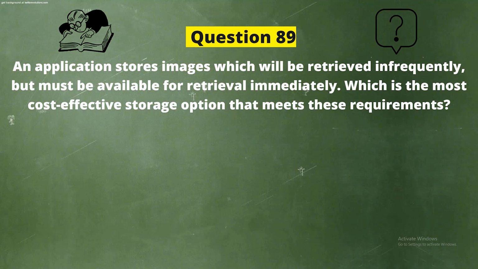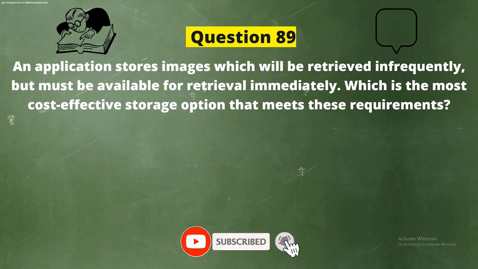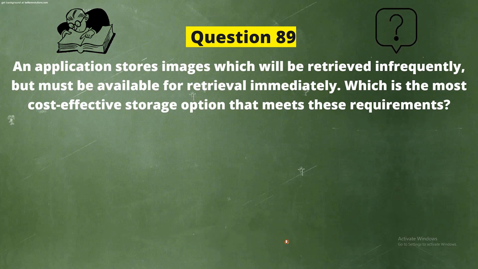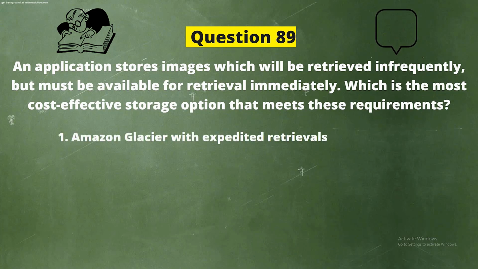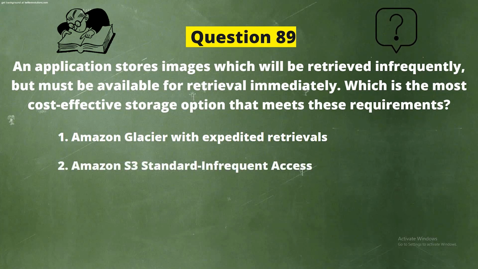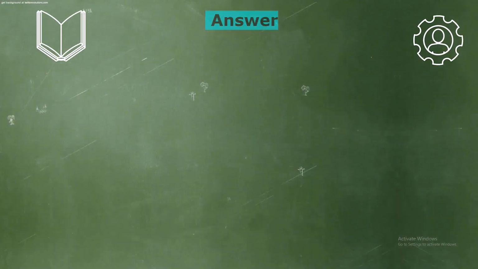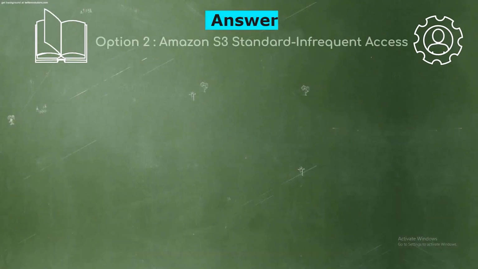Next question. An application stores images which will be retrieved infrequently, but must be available for retrieval immediately. Which is the most cost-effective storage option that meets these requirements? And the options are Option 1. Amazon Glacier with expedited retrievals. Option 2. Amazon S3 Standard Infrequent Access. Option 3. Amazon S3 Standard. Option 4. Amazon EFS. And the correct answer is Option 2.